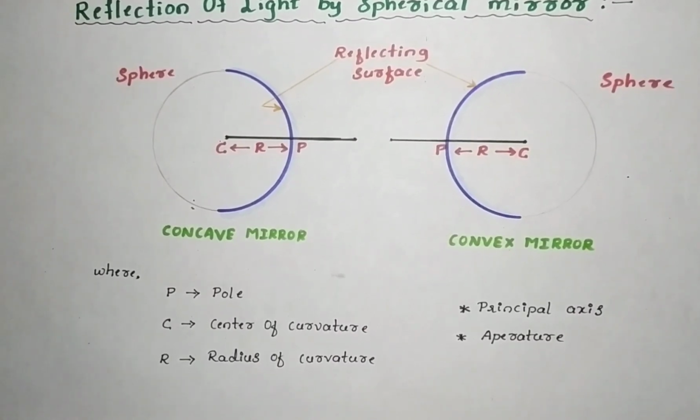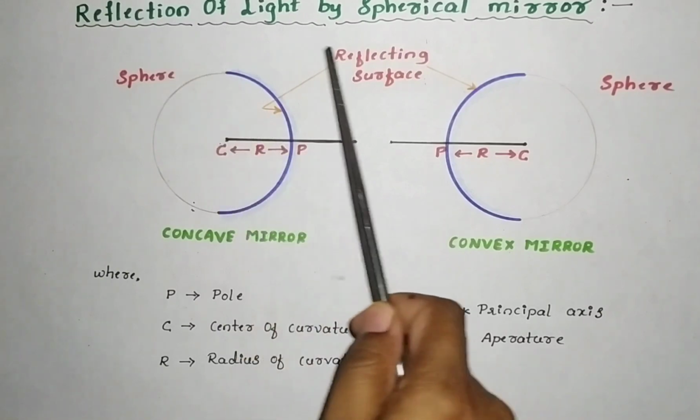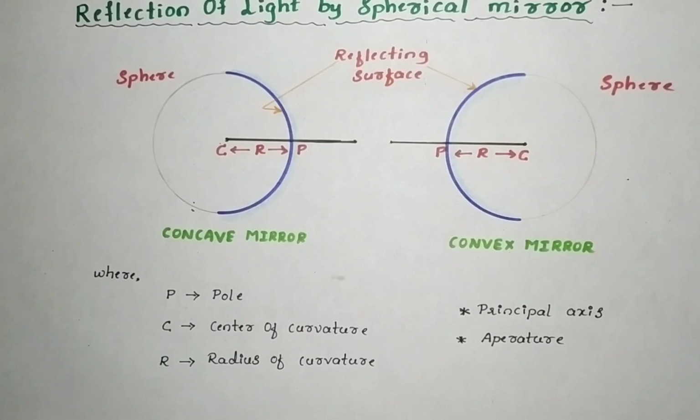And also spherical mirrors are used in vehicles. We use spherical mirrors that may be concave or convex. What happens? We can easily observe the traffic behind the vehicle using a spherical mirror because it covers more area. And also it is used as the headlights of the vehicle. So many applications are there for spherical mirrors compared to plane mirrors. So we are going to study reflection of light by spherical mirror.